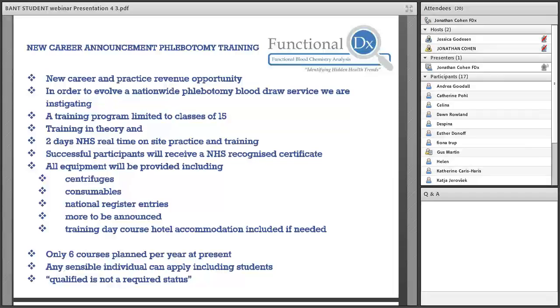On the training days, hotel accommodation will be included if needed. We're not planning on doing more than 6 courses a year at present. It may even only be 4. And anyone can apply for this. This is for phlebotomy. This is for drawing blood. And being a qualified nutritional therapist or qualified anything is not a required status, just a qualified, intelligent, caring and careful human being. So this is very exciting. It's good news, and it's what the profession needs.